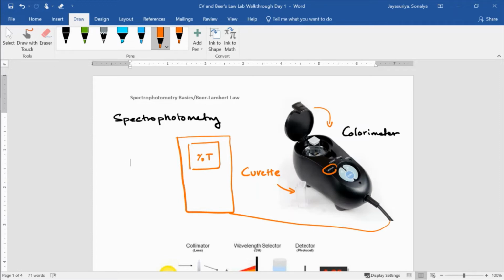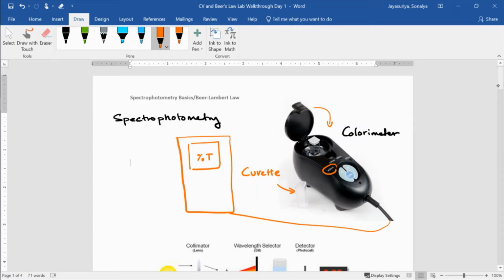Percent T is percent transmittance, which I will explain as we go through this walkthrough of the lab, okay? And usually you would calibrate the colorimeter with something that is your control for the lab, okay? Usually a control is a cuvette filled with distilled water where there is nothing in there. It's just pure distilled water. And it gives us a baseline measurement for what it would be if there was nothing in the solution, okay?